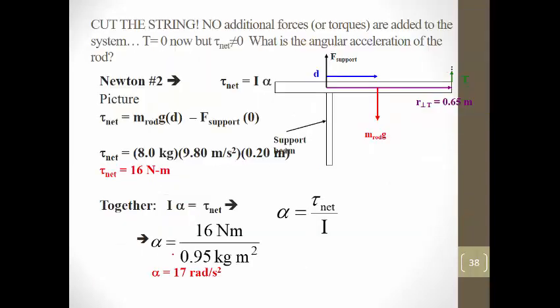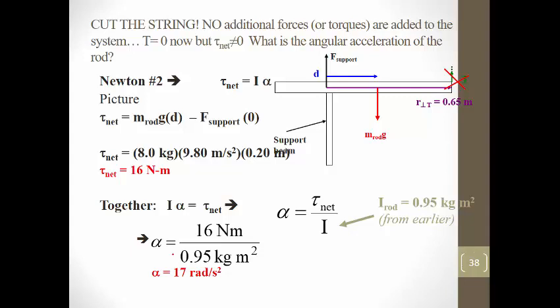But what happens if now we manage to cut the string? We cut the string in a way that doesn't introduce any additional forces, and so now our rod is free to rotate about this axis. We'll pretend there's a hinge there. It's not going to move in any direction except rotating.